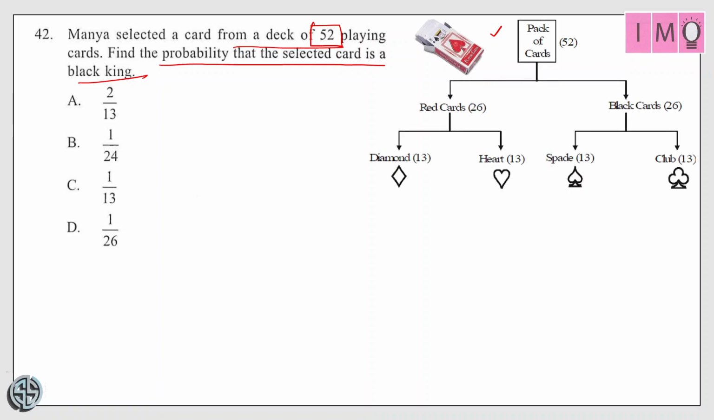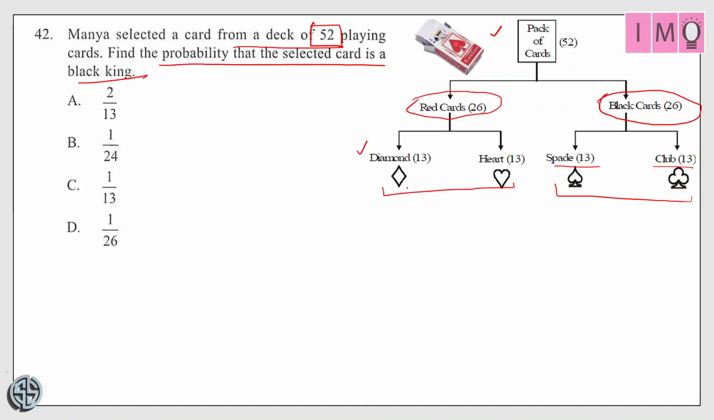So if you see in a pack of 52 cards, we have an equal number of red cards which is 26, and an equal number of black cards which is also 26. In the 26 the further division is like there are four types of cards. One is diamond, another is heart, then spade and club. So these are of red color, right, and these are of black color. So spade and club are black, diamond and heart are red, right?